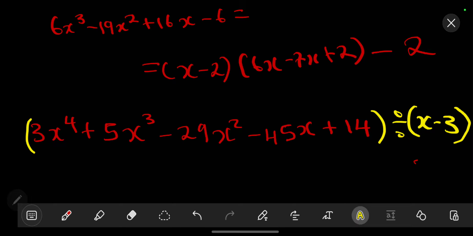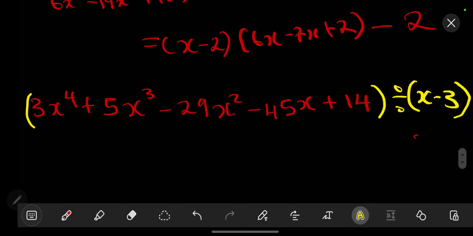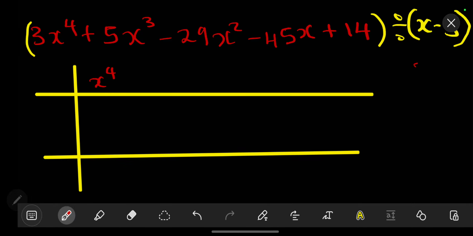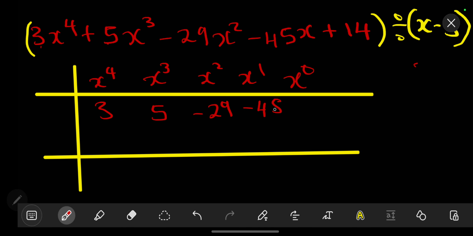Let's say we have this one. So we are going to do the same. Let's draw our synthetic division. We are going to have our highest power as 4. So we are going to put x to the power of 4. Then we move on to x to the power 3, x to the power of 2, x to the power 1, and x to the power of 0. Then put the coefficients. So here we have a 3, here we have a 5, here we have a negative 29, here we have a negative 45. Then last we have our 14.